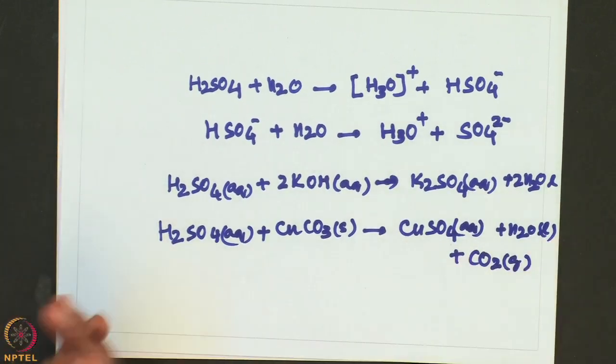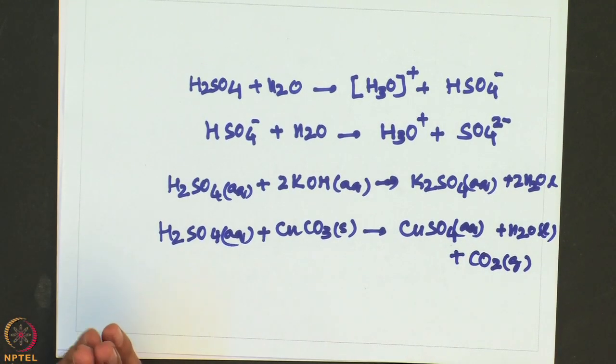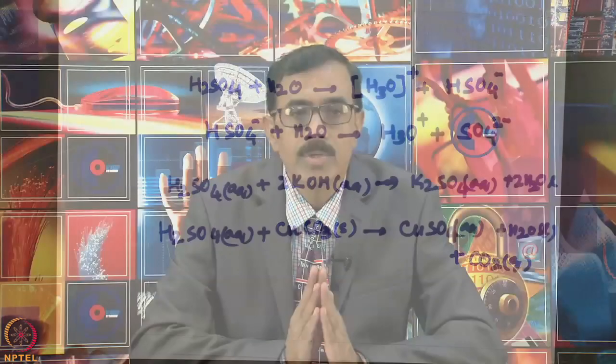So, concentrated sulfuric acid is a good oxidizing agent and a powerful dehydrating agent. Its reaction with HNO3 is very important for organic nitration reactions.